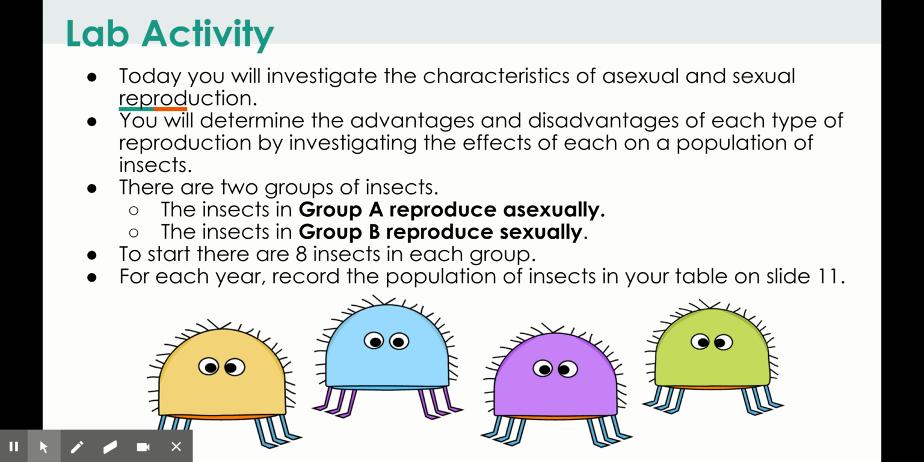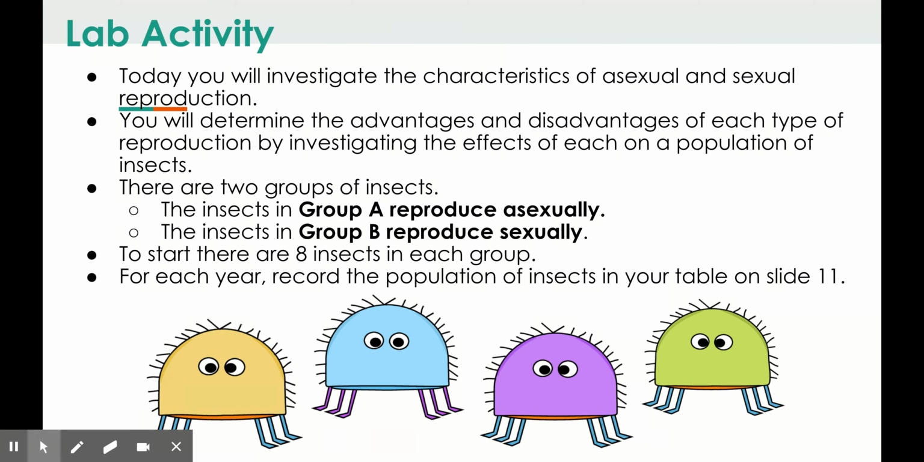Today, we will investigate the characteristics of asexual and sexual reproduction. From this lab, you will be able to determine the advantages and disadvantages of each type of reproduction by looking at the data that we collect today. You will be talking about two groups of insects. Group A will be reproducing asexually, and Group B will be reproducing sexually.